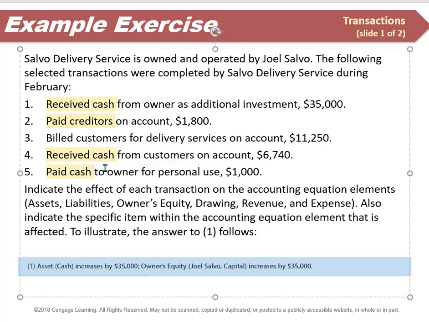So in every one of those transactions, cash is being affected, right? We've received cash or we paid cash. Billing customers might still be a transaction that we'll recognize, okay, because the earnings process is complete, we've done the job, but it's not a cash transaction. So now we want to know this, for each transaction, talk about what accounts were affected by this.